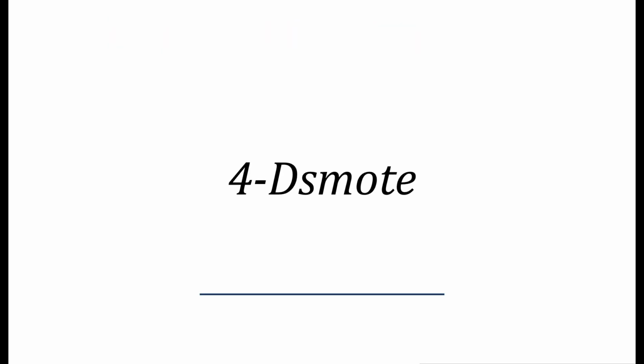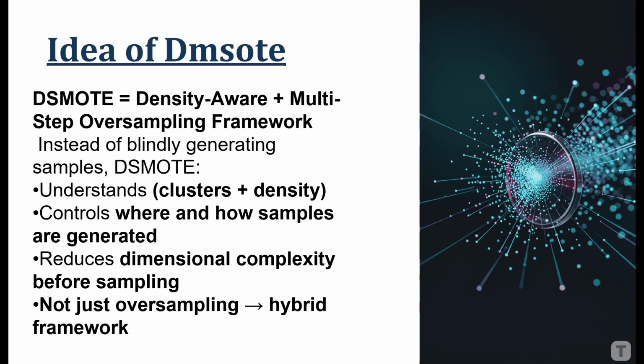Now, the DSmote. DSmote stands for Dynamic Smooth, and it's more than just another oversampling method. It's a hybrid framework. The key insight is, instead of blindly generating samples anywhere in the feature space, DSmote first understands the data through clustering and density estimation, and then controls exactly where and how samples are generated. In short, DSmote understands the data structure through clustering and density analysis, and reduces dimensionality before sampling to make the space more meaningful. It's not just oversampling, it's a full pre-processing pipeline.